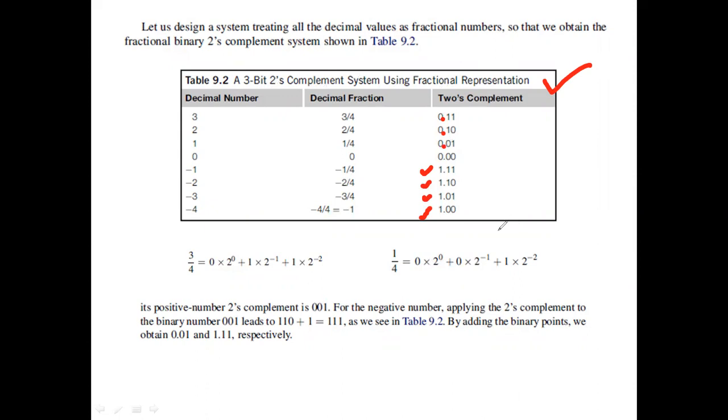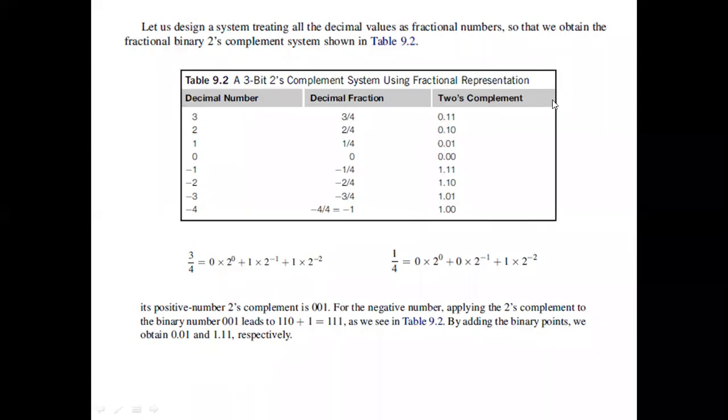Say I have a number 0.1101. The number will be 2 to the power 0, then the dot, so this is 2 to the power minus 1 plus 2 to the power minus 2 plus 2 to the power minus 4. That's how it goes.